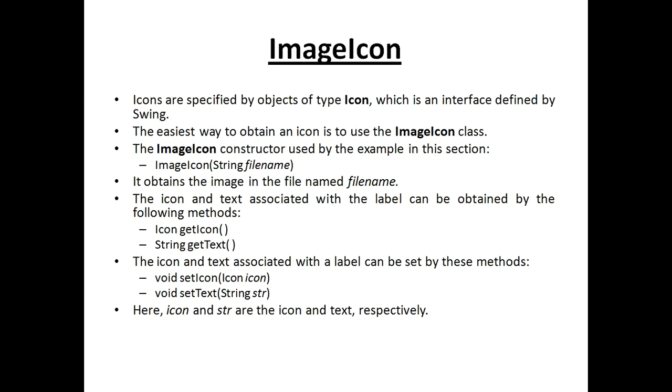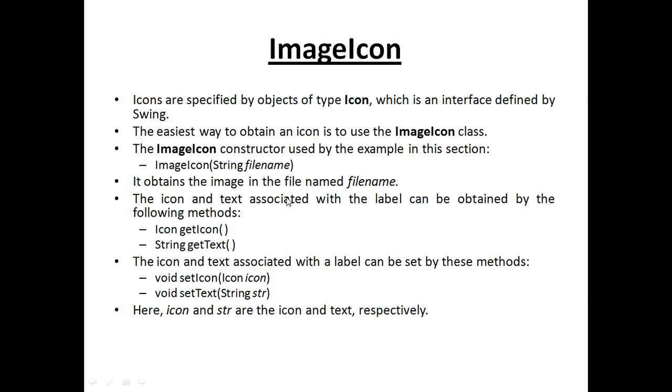So now the next one which we can use is an ImageIcon. Icons are specified by objects of type Icon, which is an interface defined by Swing. The easiest way to obtain an icon is to use the ImageIcon class, which has a constructor like this, ImageIcon. So we need to pass the path where you have stored that image. That path we need to specify here in double quotation. Then it obtains the image in the file.